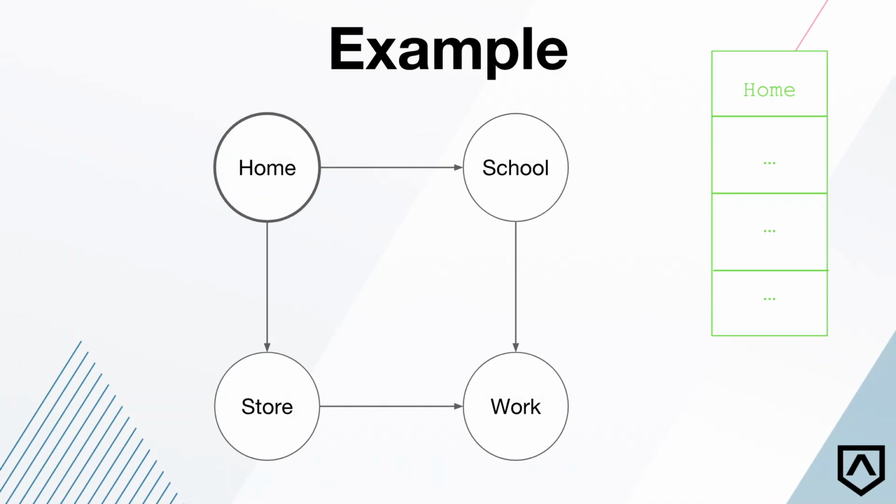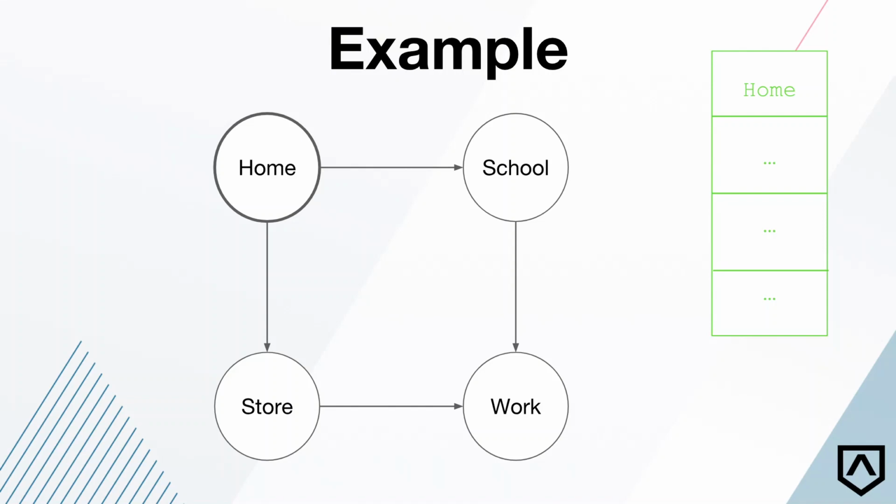So here we have a directed graph with a few different locations. I'm going to say the starting vertex is home. Okay, so using breadth first search, we're first going to explore home. We want to explore our starting vertex. So we need to look around and say, okay, have we explored all the nodes adjacent to home? And it looks like we have not.